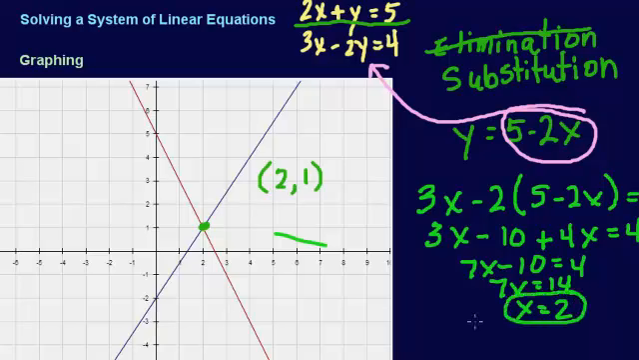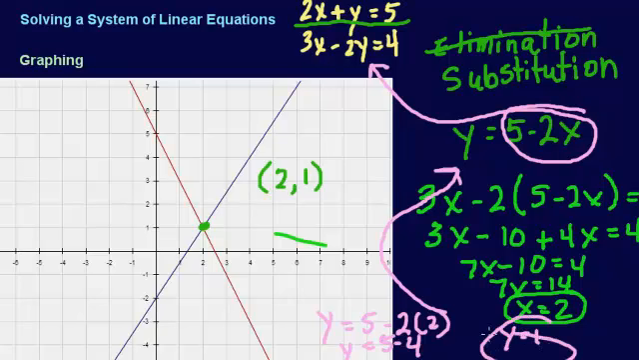I've got to go get my y. I'm probably going to plug it into this y equals equation. Why not? It's already sitting there pretty and tidy. So I'll just say, and I'm running out of room, of course, y equals 5 minus 2 times 2, and then I'll end up with y equals 5 minus 4, and y equals 1. And of course I get x equals 2, y equals 1 again. And there is your review.